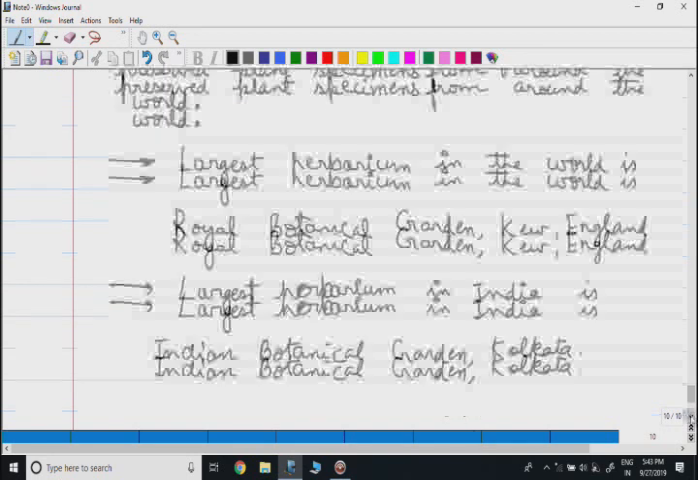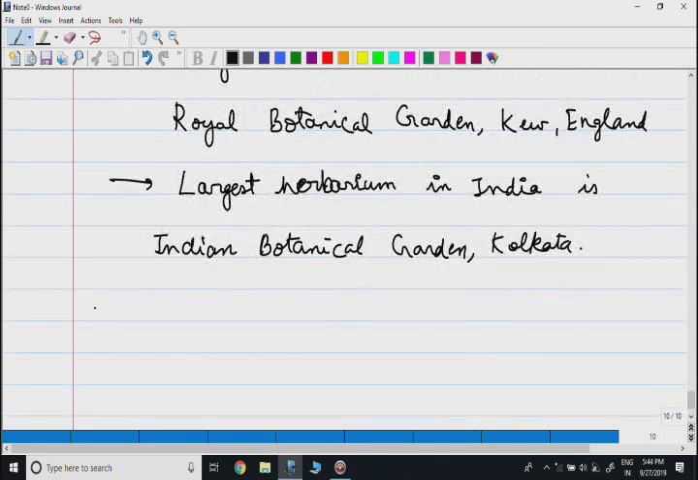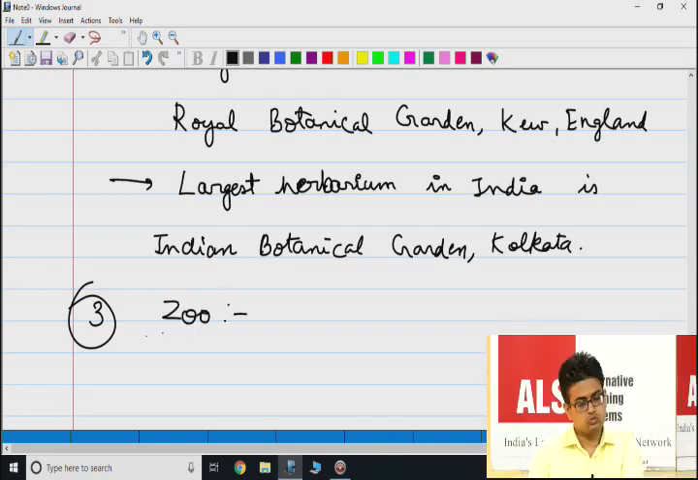Moving on, the third thing we have to do, zoological park or zoo. So please tell me, what is a zoo and what is the function of a zoo?